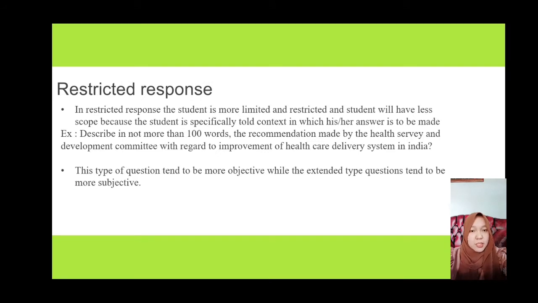Okay, the next material is restricted response. In the restricted response, the student is more limited and restricted, and student will have less scope because the student is specifically told context in which his or her answer is to be met. For example, describe in not more than 100 words the recommendation made by the Health Survey and Development Committee with regard to improvement of health care delivery system in India, and this type of question tend to be more objective, while the extended type question tend to be more subjective.